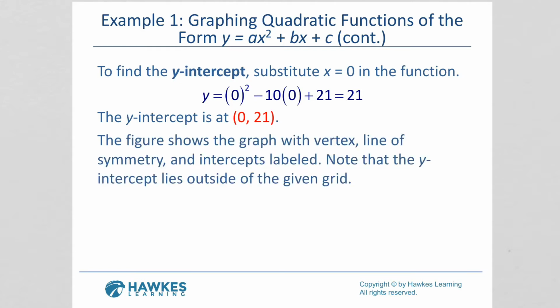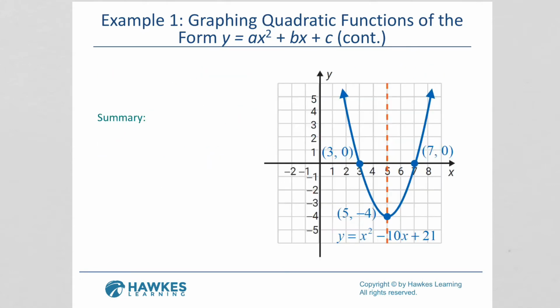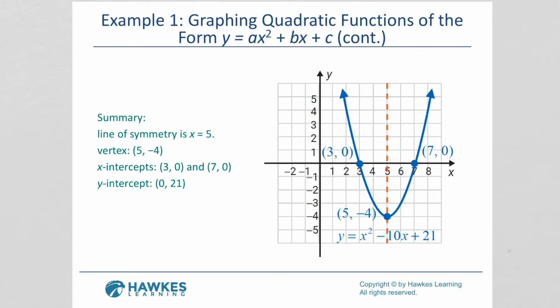The figure on the following slide is going to show the graph with the vertex, the line of symmetry, and the x-intercepts labeled. Note that the y-intercept lies outside of the given grid, so we won't see it. So here is our graph. Our line of symmetry is this red dashed line at x equals 5. Our vertex is down here at 5, negative 4. Our x-intercepts are at 3, 0, and 7, 0. And we'll just review that our y-intercept was 0, 21, but that would be way up here, so we're not going to see that in this particular problem.